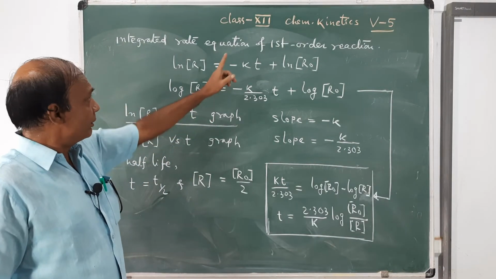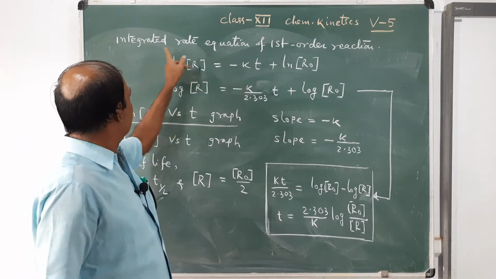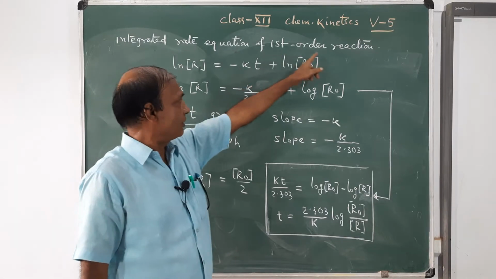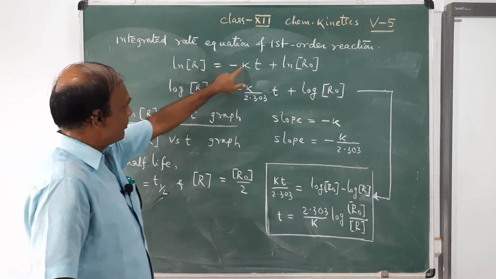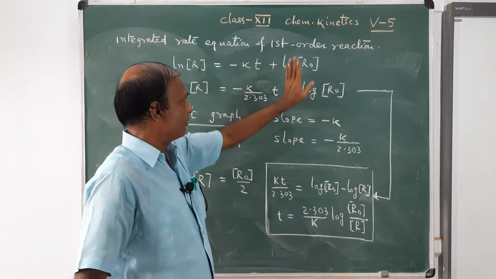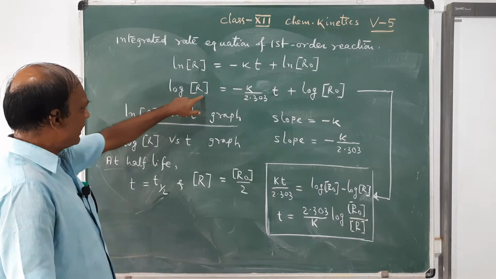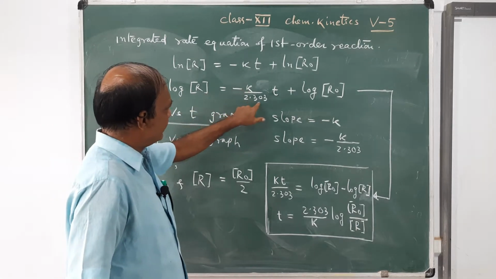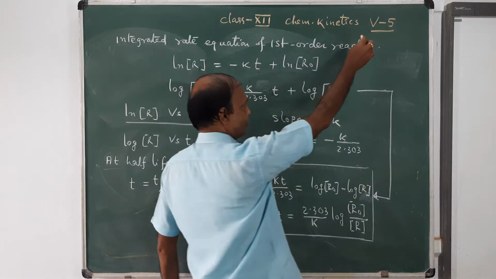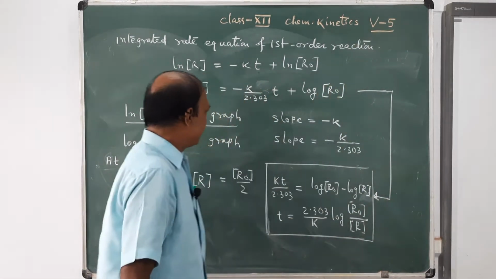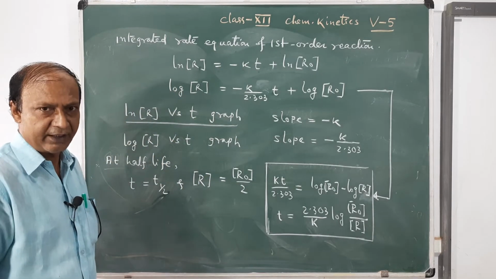In our last video, video number 4, we have already derived the integrated rate equation of first order reaction. The integrated rate equation is ln R equals minus kT plus ln R naught. And in terms of log, log R equals minus k by 2.303 into T plus log R naught. In today's video, video number 5, we shall discuss the half-life period of first order reaction.